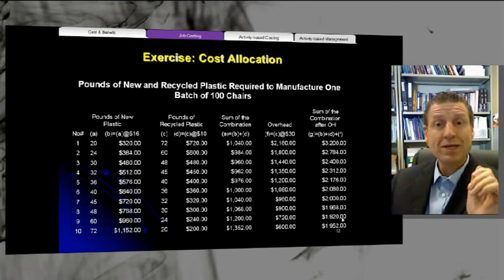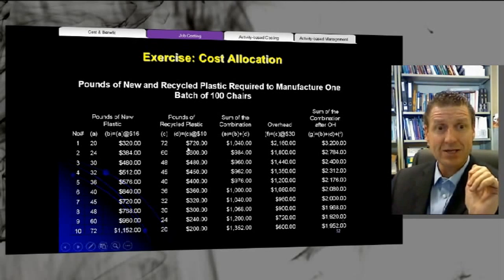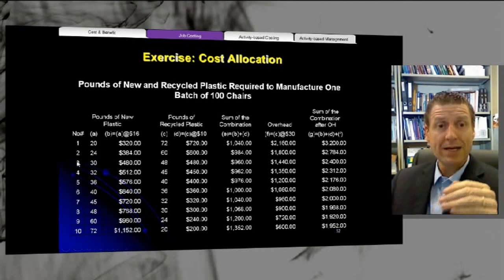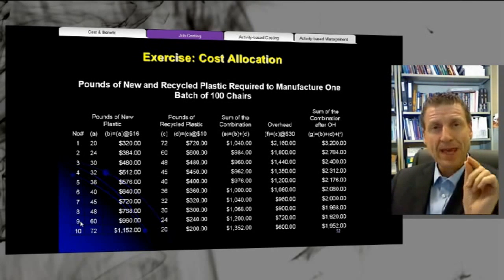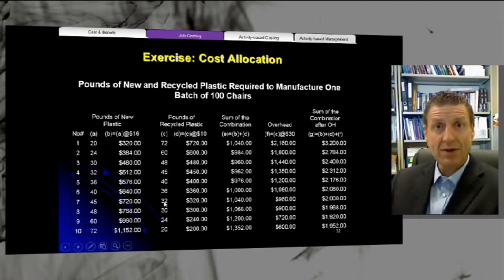So when we don't consider overhead, the decision is that we use combination 3. When we combine overhead, now we're going to use a combination that uses more new plastic. As you can see, if the decision point is to minimize total costs, that is the sum of the combination plus overhead, then you're going to work with combination 9.